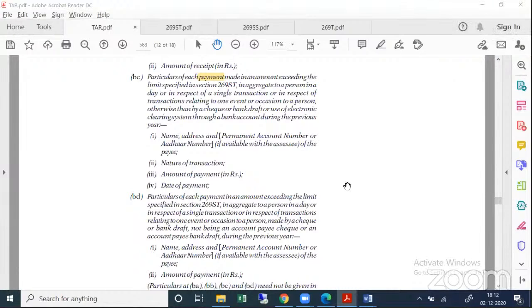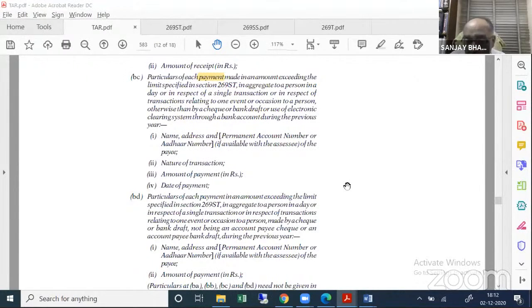Yes, the line is this: to what extent will reporting be made? Whether 269T is applicable or not is not the question. It is only for cross verification. So Sanjay, in your opinion, it should be reported, right? Any payment that I make will be reported, irrespective of whether it is goods, services or immovable property, right? Yes, yes.